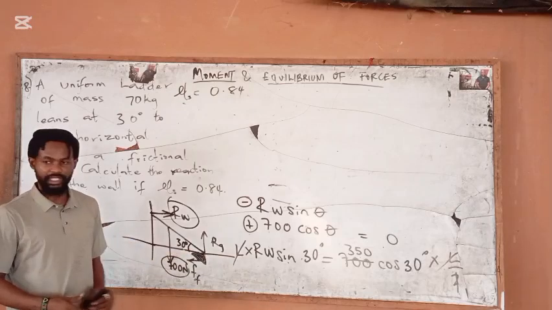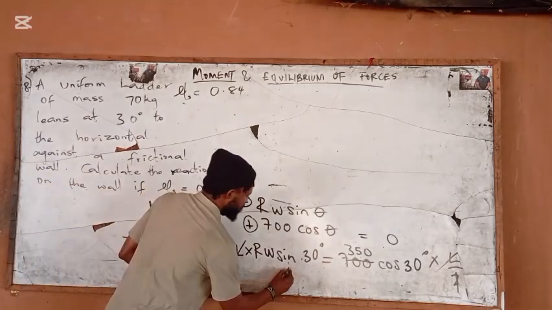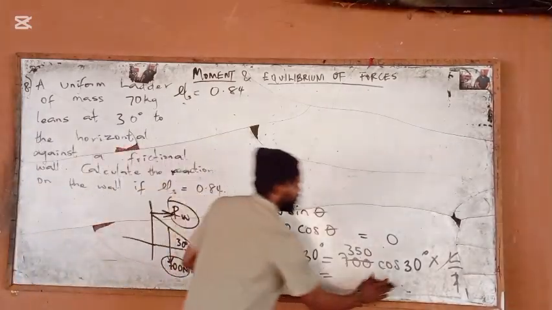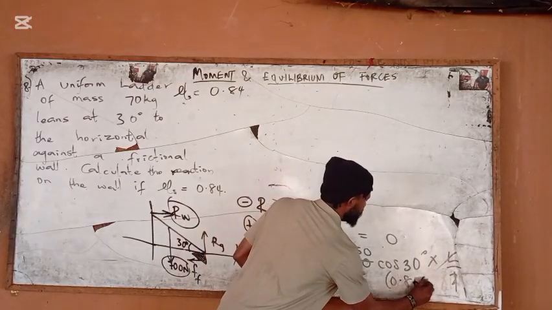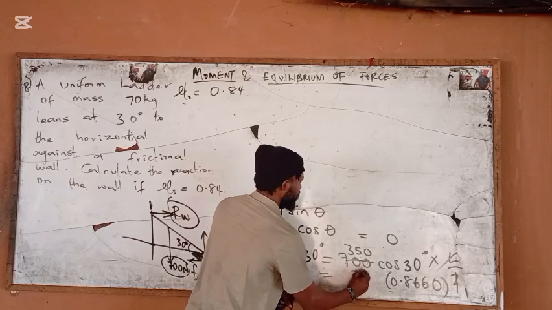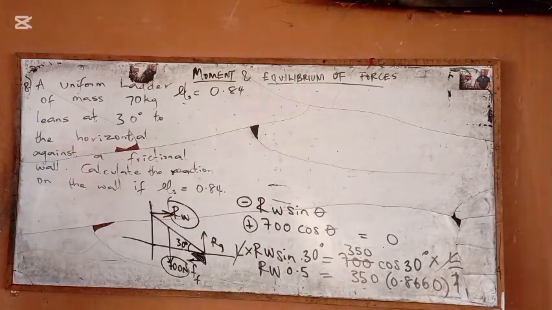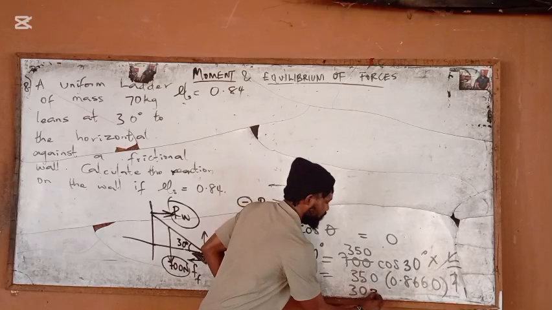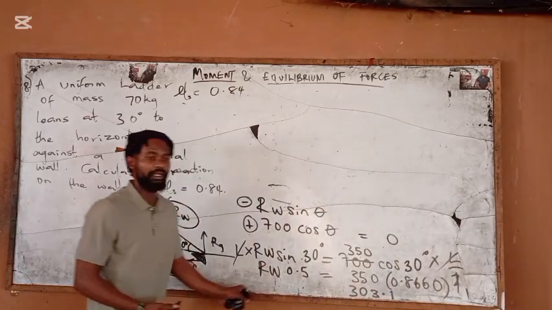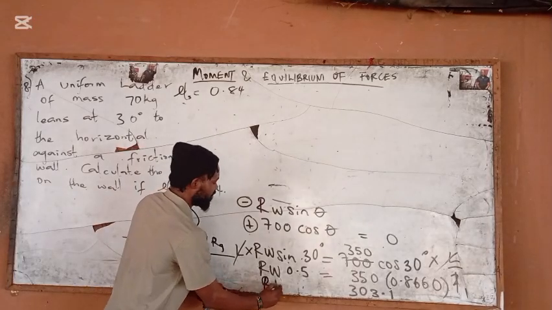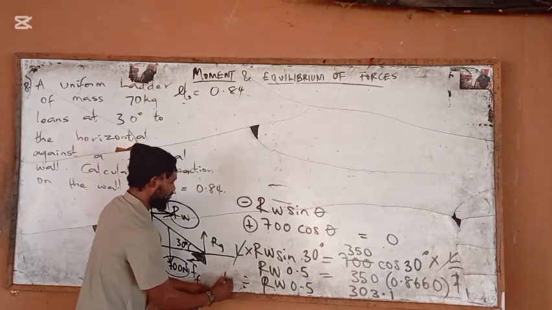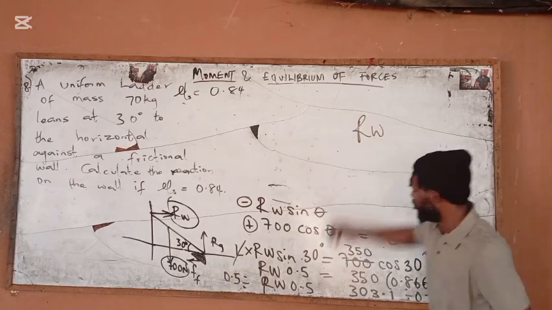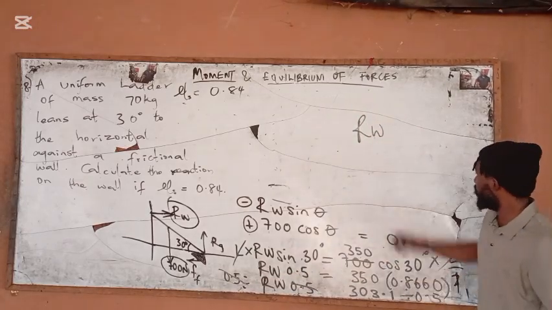Let's cancel out. Now, sine 30 is what? 0.5. So I have 0.5 RW is equal to, cos 30 is what? 0.8660, then times 350. You will punch it for me: 350 times 0.8660. That is 303.1, like this, Shebi? Okay, in Newton. So now see that if I divide both sides by 0.5, you have 606. So that means RW, this will cancel this. So RW divided will now be equal to what?